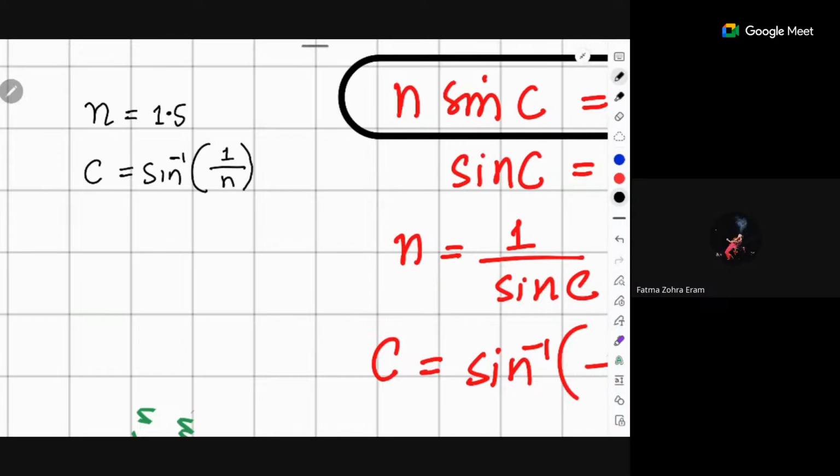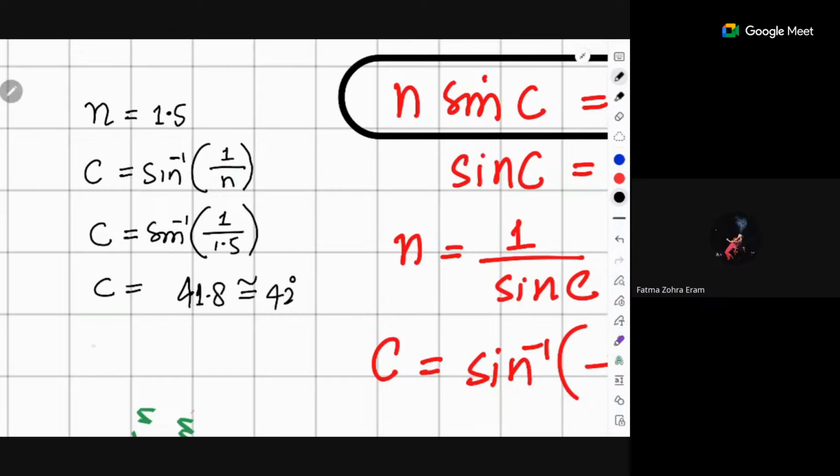Do you have a calculator? Yes, sir. Try it. Do sine inverse 1 divided by 1.5. 41.81. Yes, 41.8, which is equal to 42 degrees. Is it? Yes, sir. So that's it.